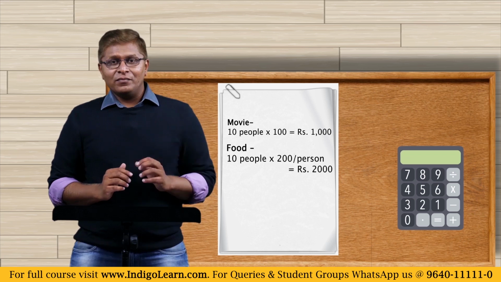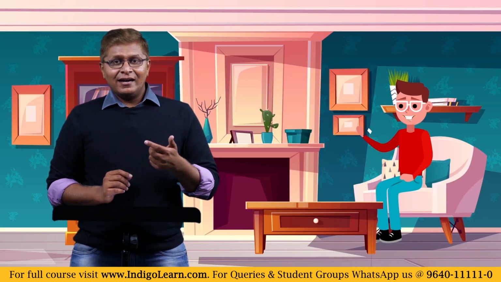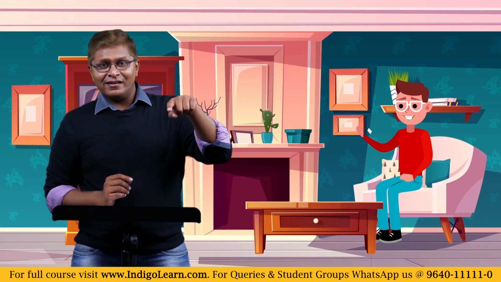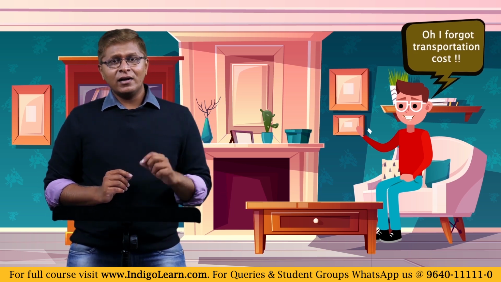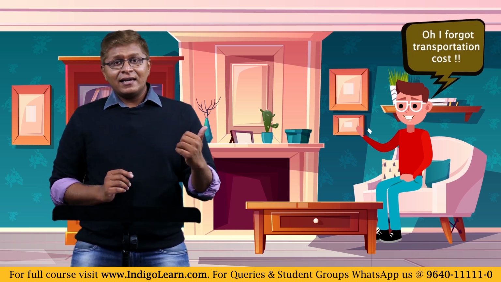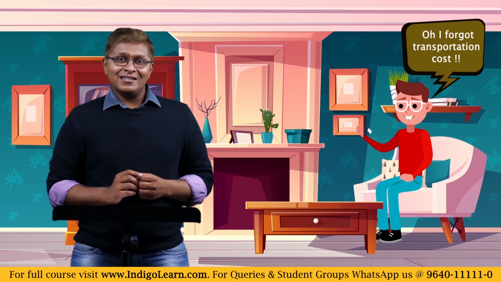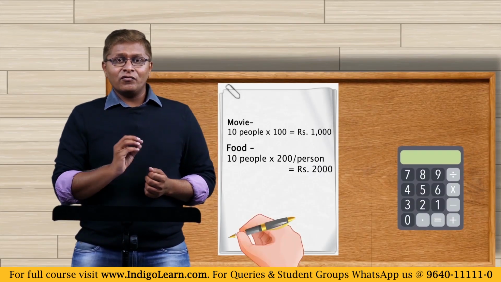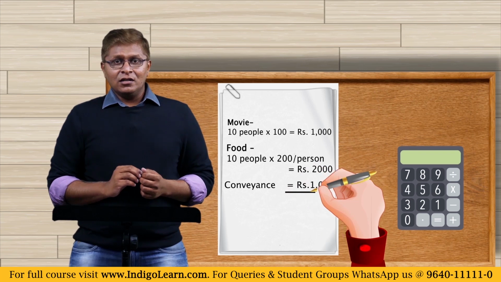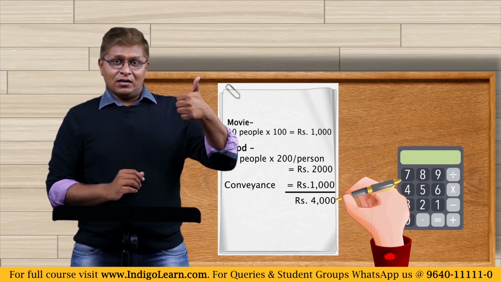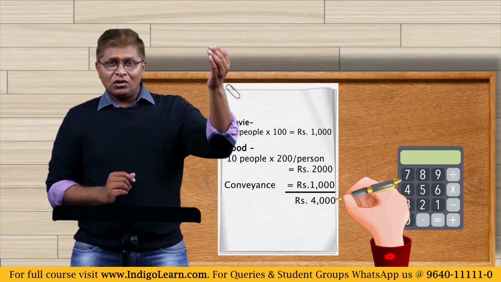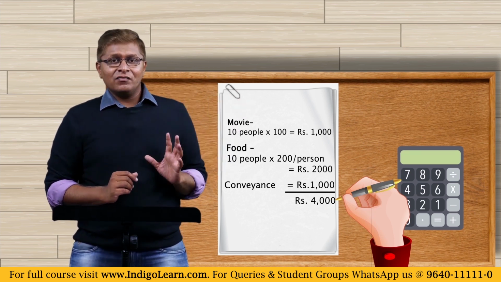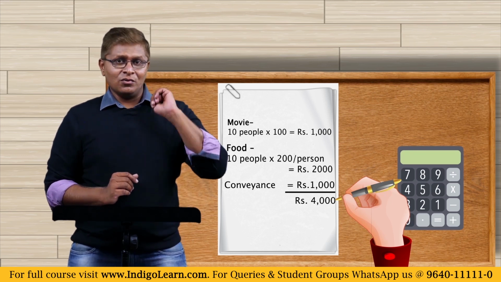Apart from this, you also make an estimate that in order to go from your house to the theatre, from the theatre to the hotel and from the hotel back to your house, you will require some transport cost. You quickly calculate the cost required and make an estimate of 1000 rupees that you have to spend on transportation. So what are the 3 items that we have discussed? 1000 rupees on the tickets, 2000 rupees on the food and another 1000 rupees on the transport. If you add up, your total estimate of the party is going to come to 4000 rupees.